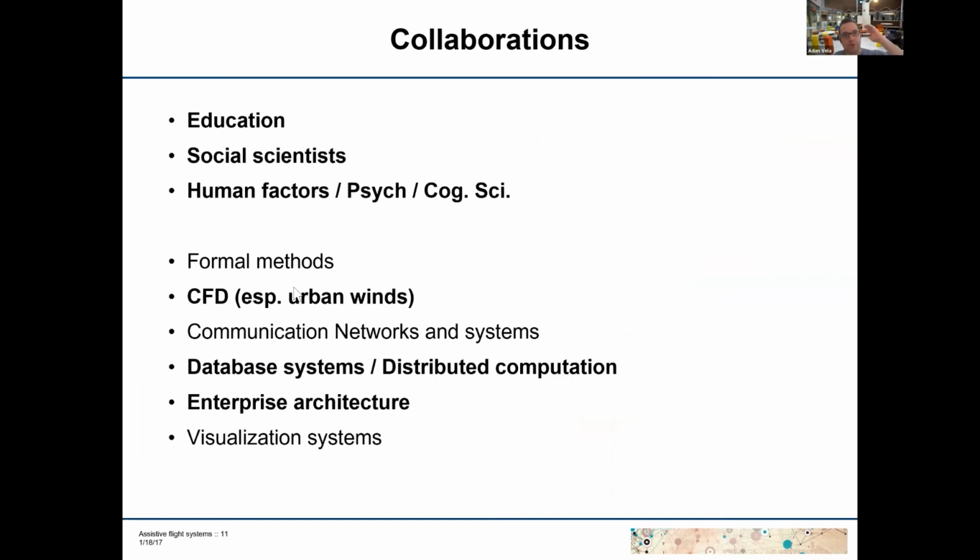So up top are social scientists who work in education, human factors, psych, cog sci. I love that sort of stuff. Future collaborations, I'm really interested in folks who do computational fluid dynamics, so urban winds. So if you want to think about UAVs flying around cities, folks who do work in communication networks. So what is the communication network structure we need for our next generation air transportation system? How do we design antennas for these aircraft?